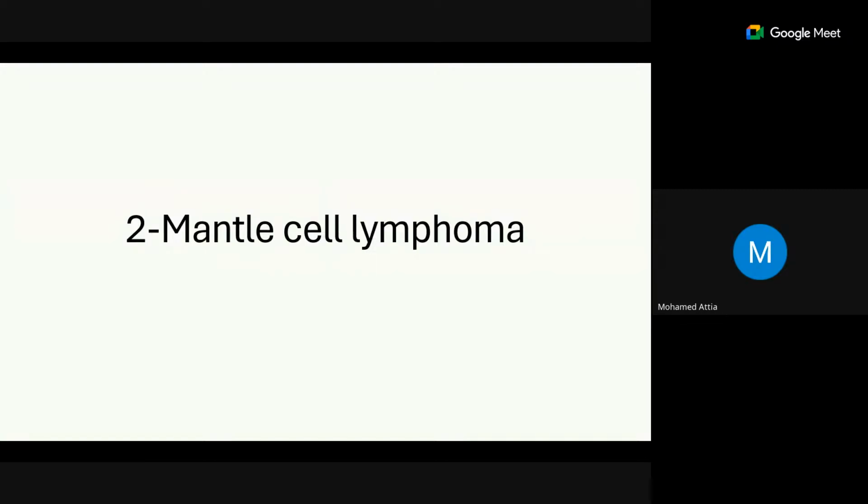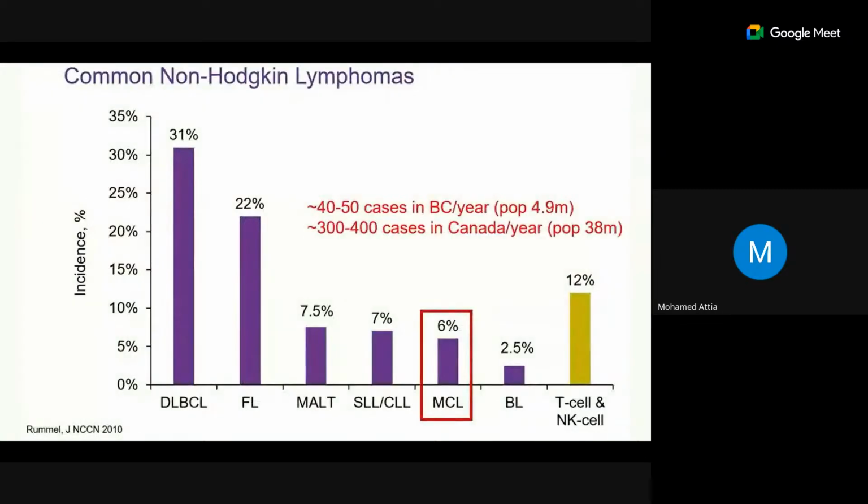Now we will talk about mantle cell lymphoma, and we have said this is one of the abundant kinds of lymphoma. It makes up about 6%, after diffuse large B-cell, follicular lymphoma, and MALT lymphoma, which is the marginal zone lymphoma. Then SLL and CLL, and I have said we will skip this kind and discuss it with CLL, because CLL needs a lot of discussion.